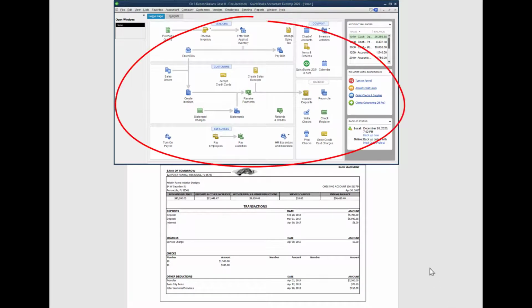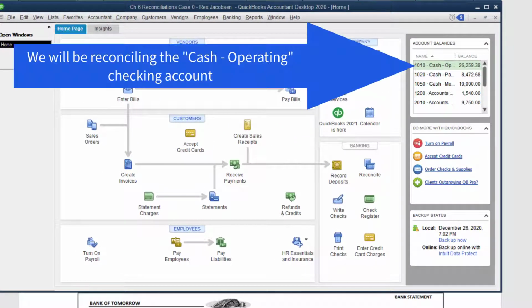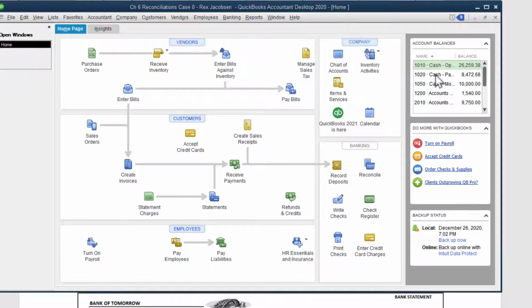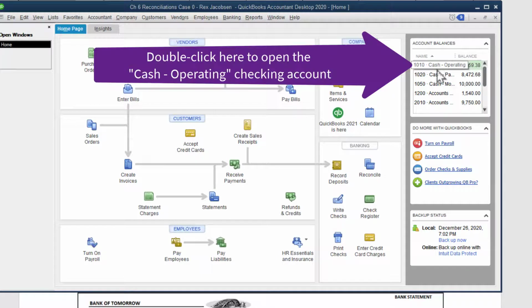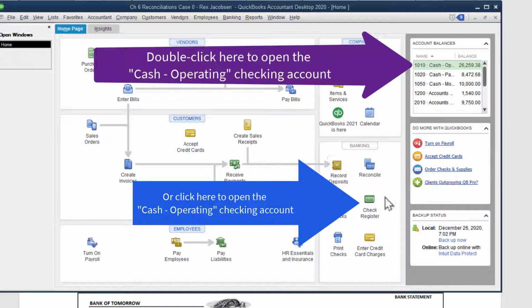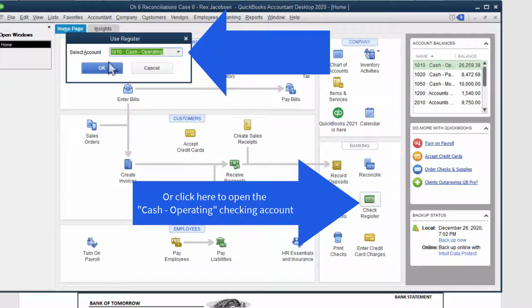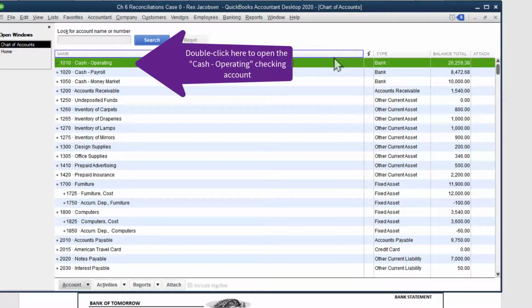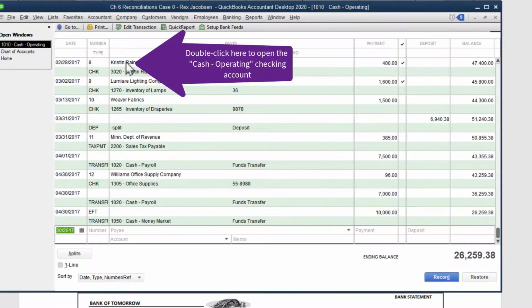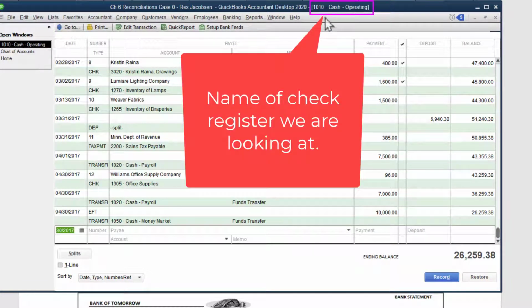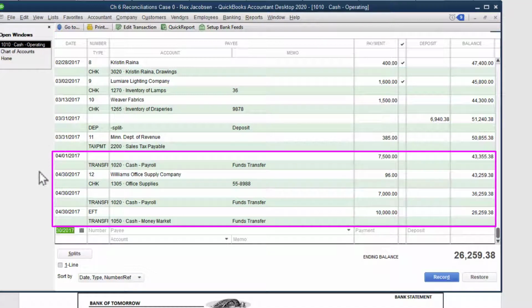So now we're looking at QuickBooks, and notice that the bank account that we're going to be reconciling is cash operating. So let's look at the cash operating register just to see what's going on. To look at the register, we could go up here and double click on cash operating. We could go down to check register and choose the cash operating register here, or we could open up the chart of accounts, find the account, and double click it. Now we're looking at the check register for cash operating, and notice we have a few transactions that were entered in April.